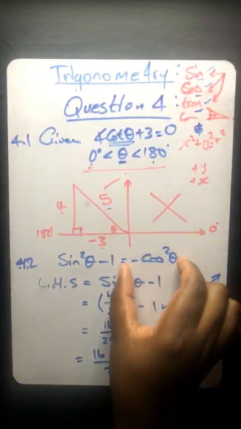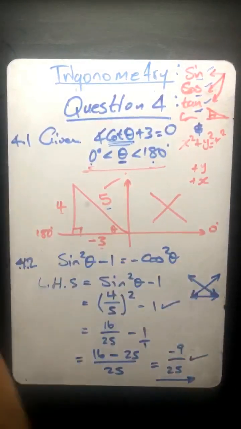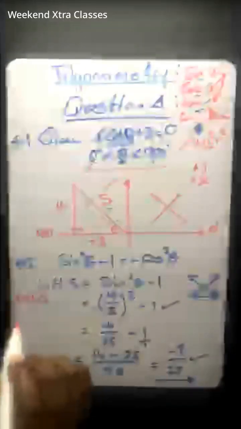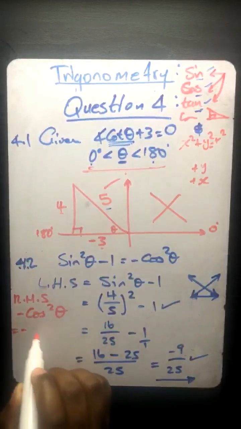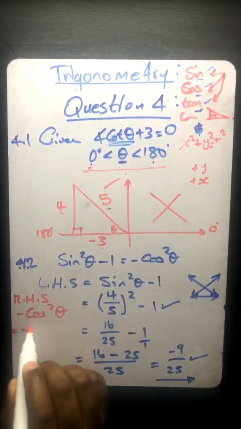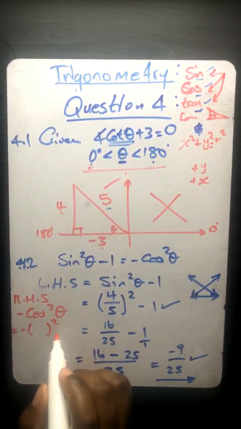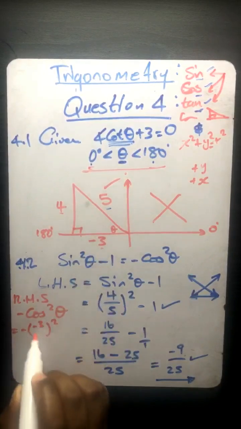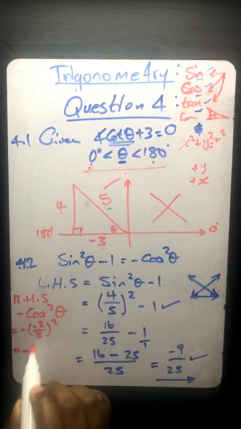So you now move on to the right-hand side. Let me maybe use a red ink. So let's say the right-hand side. What is it? It's negative cos squared of the angle. So let's see, what is the ratio for cos? We know that it is adjacent over hypotenuse. Adjacent being x, being negative 3, over hypotenuse being 5. You still have that negative there.